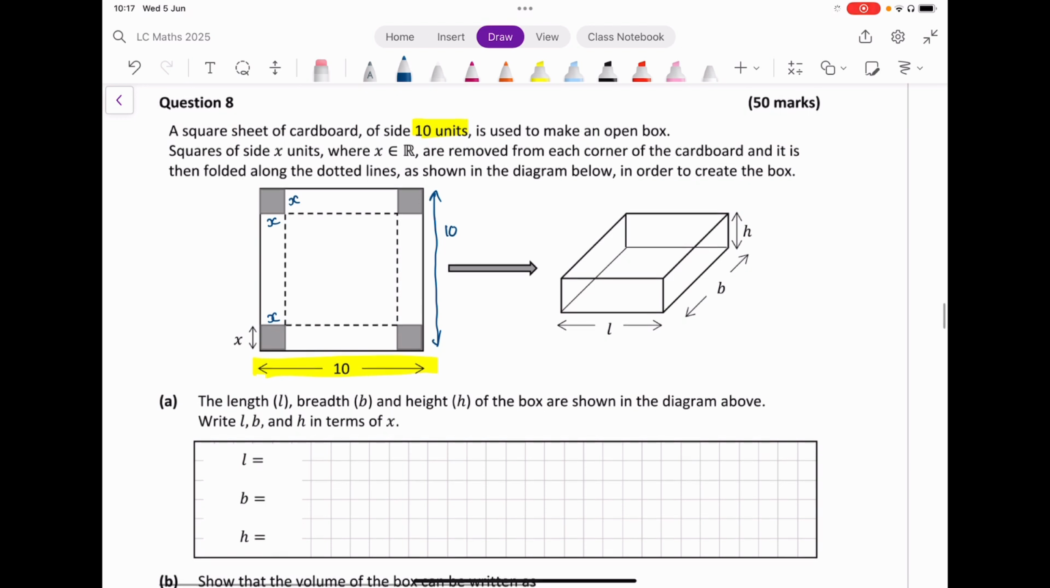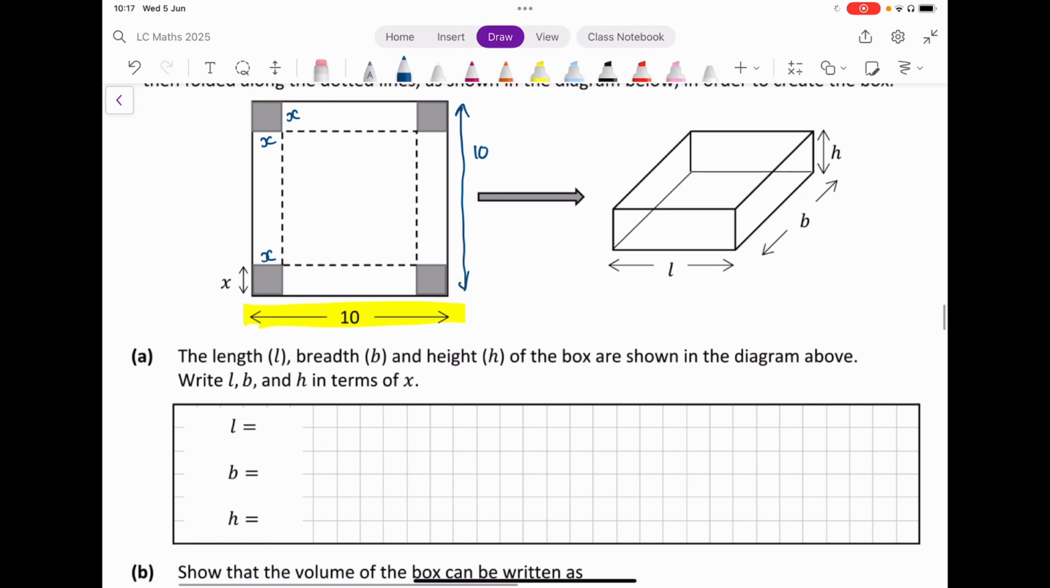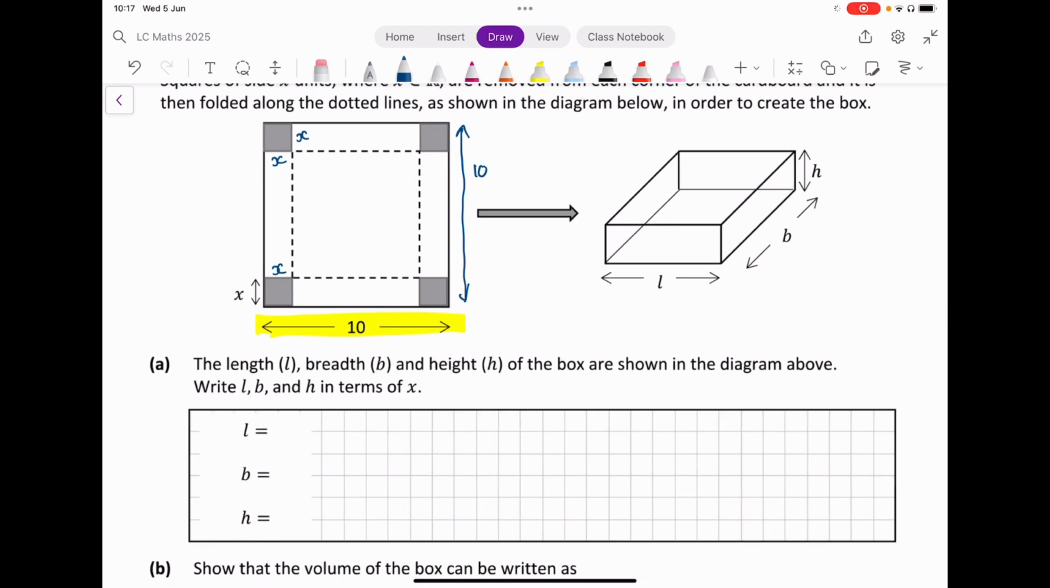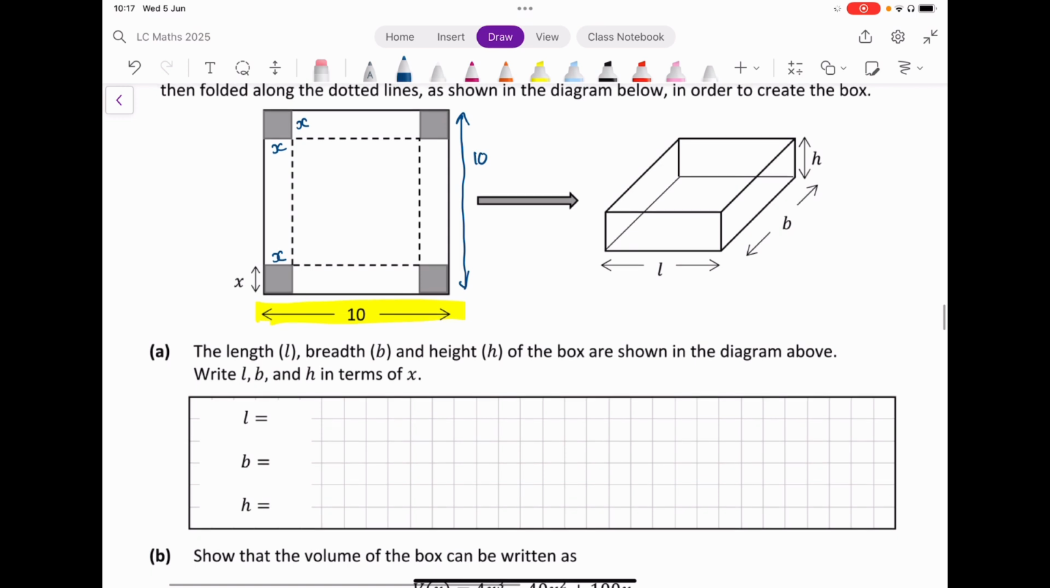Okay, so the first thing we need to look at is what is the height of the box going to be, what is the length of the box going to be, and what's the base of the box going to be. So this height one here is the easiest one, because if you look here, the height is going to be this. Okay, so once we fold along the dotted lines and we bring those flaps in, the height of the box is going to be whatever this is, and we know that that is x. So the height is just x.